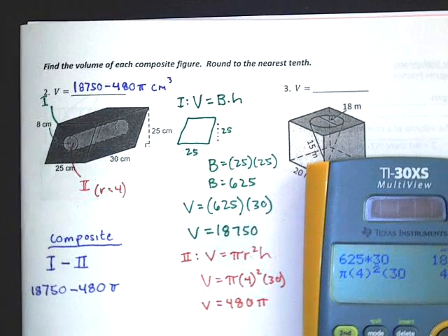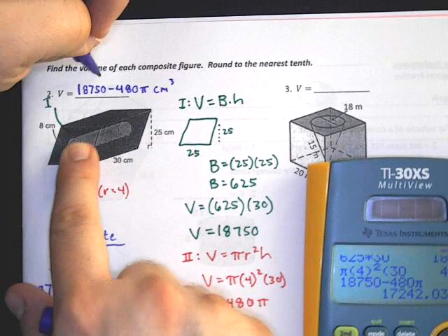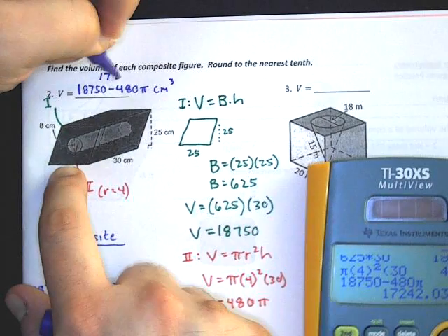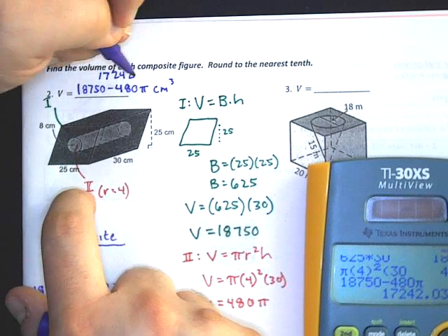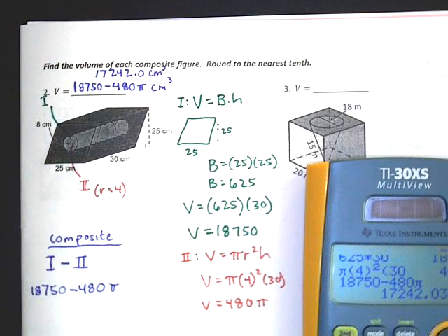If you want, you can plug that into your calculator as well. 18,750 minus 480 pi. Boom. 17,242.0 centimeters cubed if you want to round.